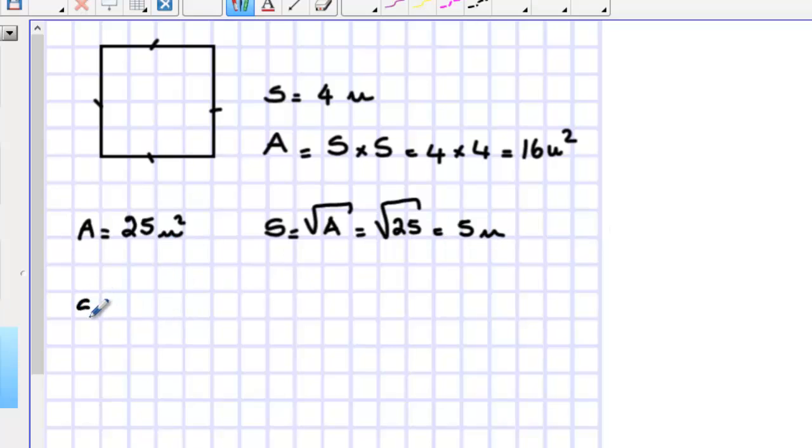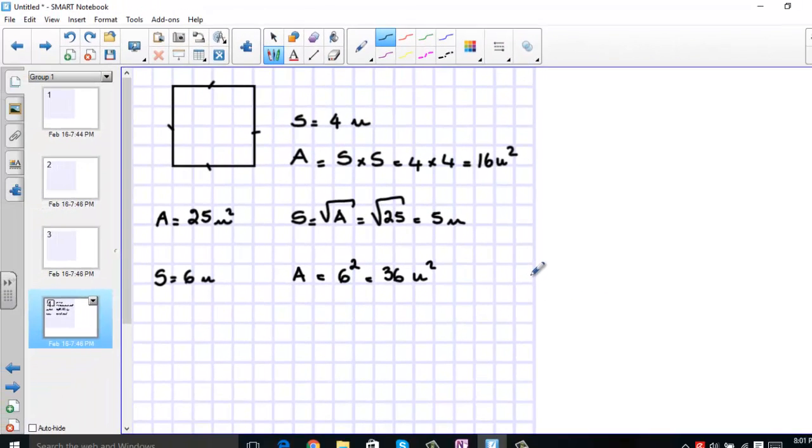And if we have the side, and let's say the side is 6 units, we can find the area by squaring the side, which means 6 squared, which means 36 square units. So from this lesson we know that if I have the area, I can find the side length. If I have the side length, I can find the area. But this is not our lesson. Let's see how we can use this knowledge to create something new.